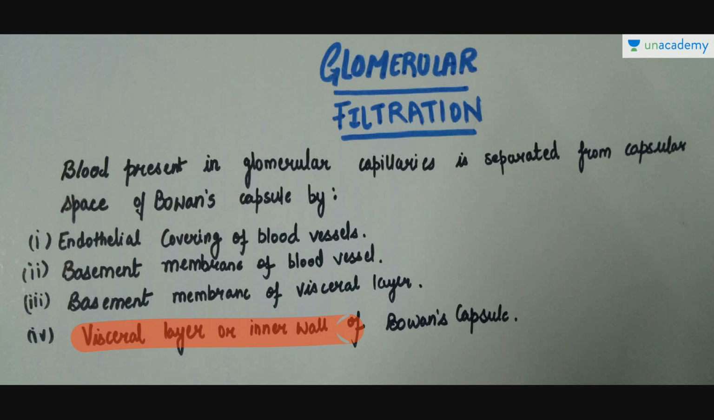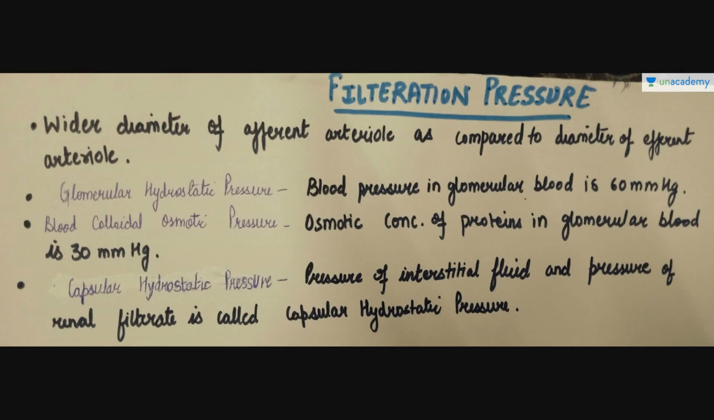Now the first step is the glomerular filtration. How is it achieved? How is it that from the capillaries the substances present in the blood pass down into the Bowman's capsule? Before doing that, we need to cover the filtration pressure. That means, what is the driving force for the passage of this filtrate from the glomerulus into the capsular space?